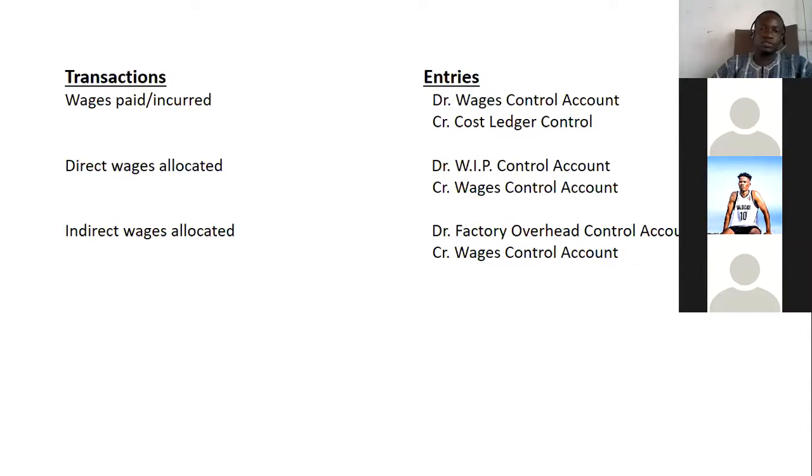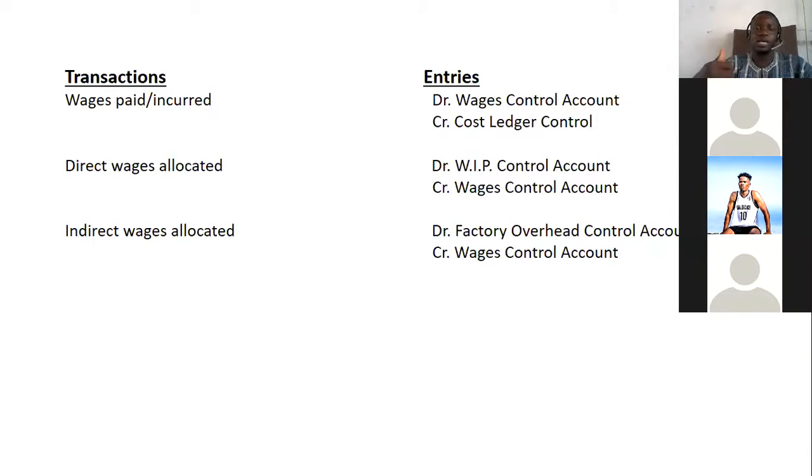See, for instance, the first transaction, they said wages paid. The assumption is that it is made up of the direct and indirect. That is why they decide to debit wages control account and then credit cost ledger control account. But when we are supposed to prepare cost accounts, this is how other accounts will be affected.